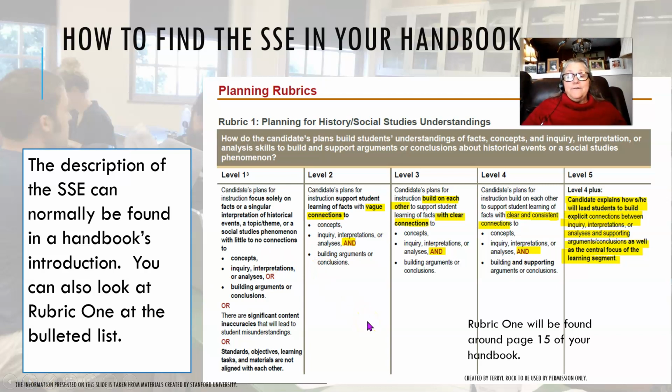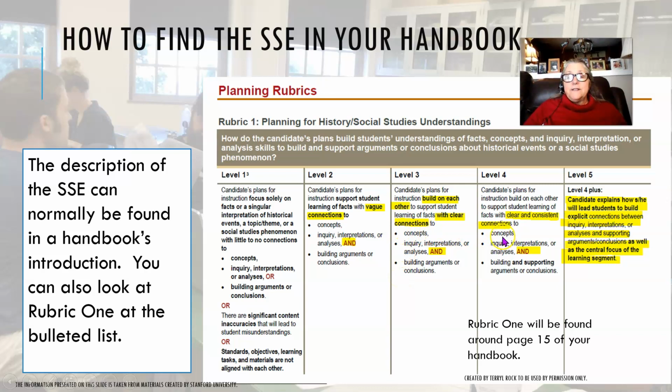It's really pretty easy to find. If you'll open up your handbook and turn to around page 15, it's not the same. It's not a magical number. All the handbooks are different, but around there, you're going to find your first rubric. And you see those bulleted items that most of you have? Now, I know I've got other things highlighted. Ignore that for now. But see these bulleted items? Those are the SSE.